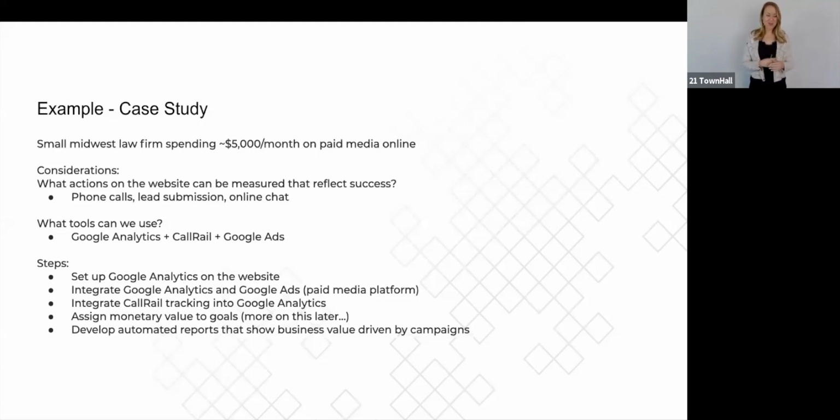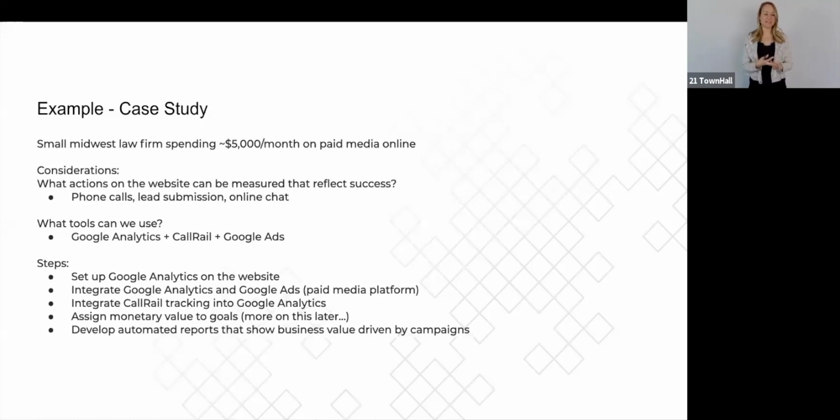And here's how. So first, you'll set up Google Analytics on your website and make sure that all the pages are tagged correctly. We'll talk more about that later. You will integrate Google Analytics and Google Ads together to make sure they're sharing data back and forth. And then you'll do the same thing with CallRail to, again, make sure any phone calls people make are integrated into your campaign information.